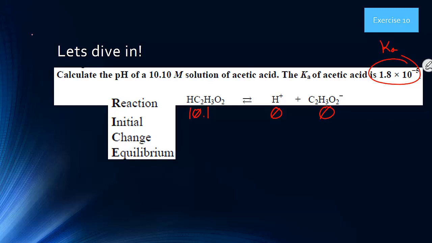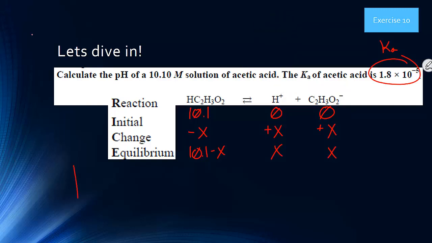And they will change by some amount, where the acetic acid will decrease by some amount, and the acetate and hydrogen ions will increase by that value. So at equilibrium, we have 10.1 minus the change, and simply the change. In order to determine the pH, we need to know what that change is. We need to know our equilibrium value for the concentration of hydrogen.